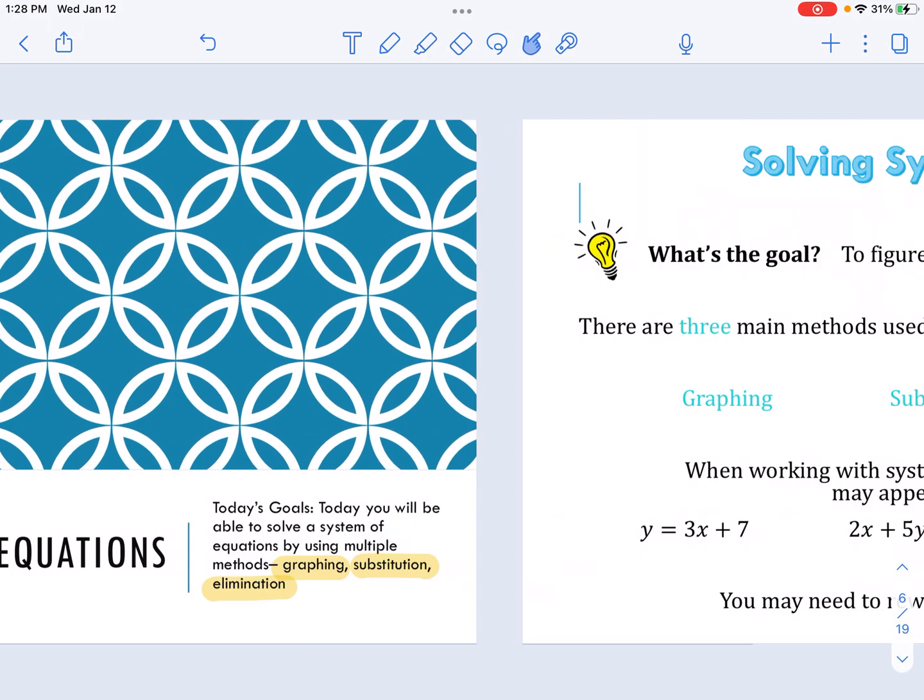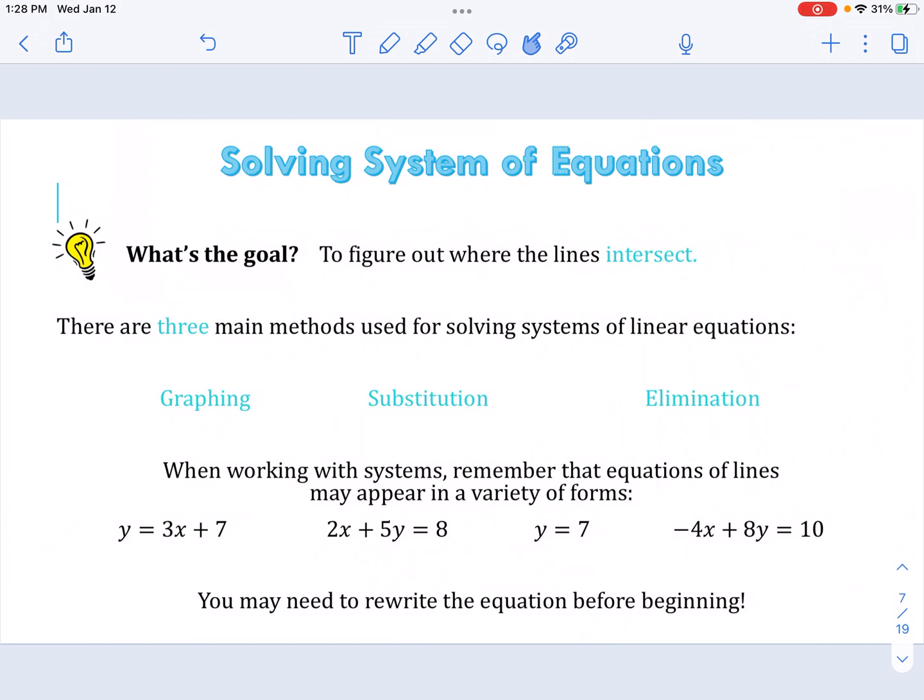So let's get rolling. In your notes, let's talk about what it means to solve a system of equations. Well, a system of equations is basically a graph that contains more than one equation.